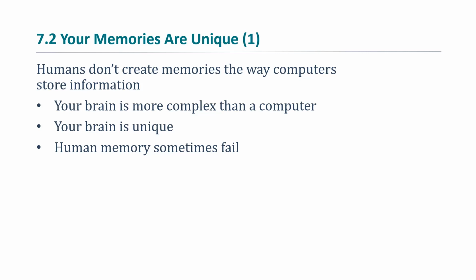And finally, human memory sometimes fails. Unlike computers that spit a file back exactly as stored, human memory often fails in a variety of ways, including losing memories, returning just partial information from a memory, or returning a distorted memory. And we'll talk about some of these in a later learning objective.